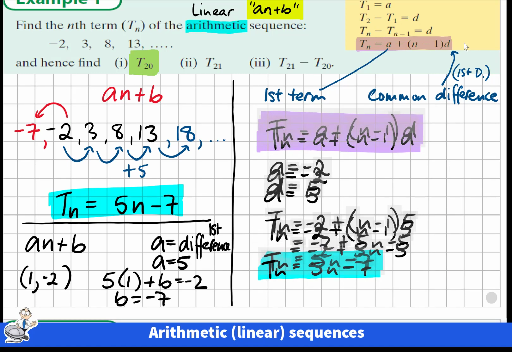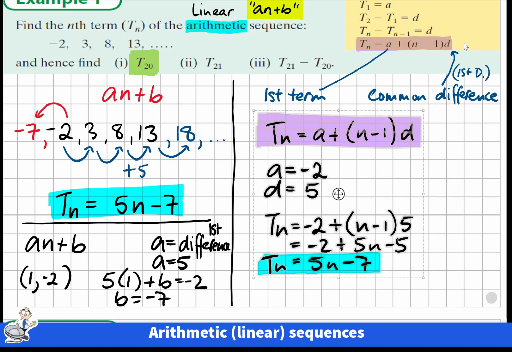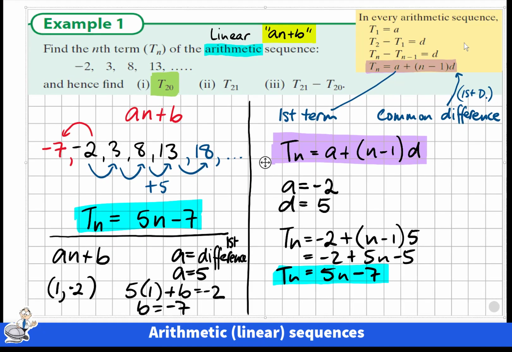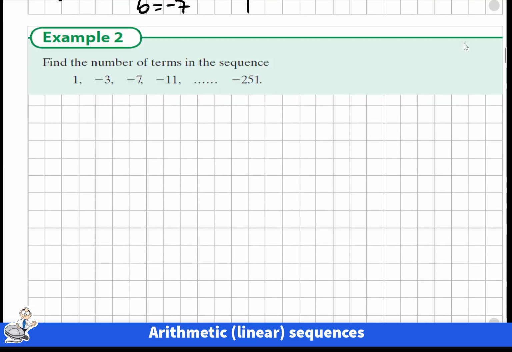Look, there's nothing totally new here, because we've been doing patterns, we've done a good bit, I suppose, on arithmetic, which is another word for linear. Okay, example 2.